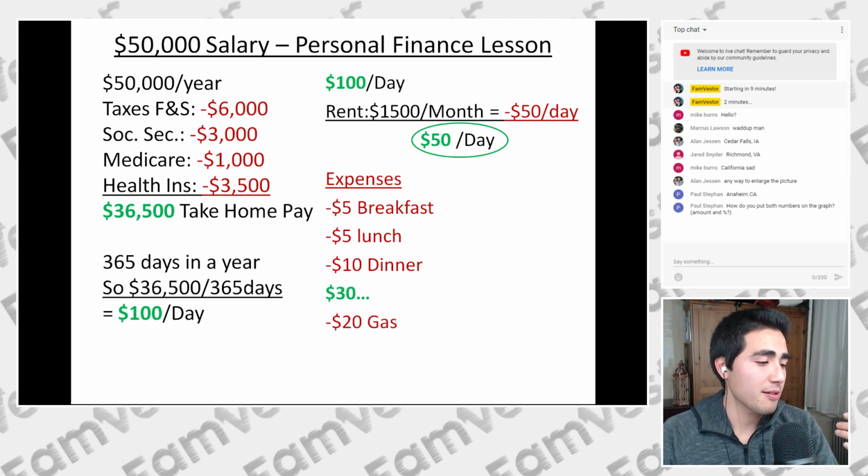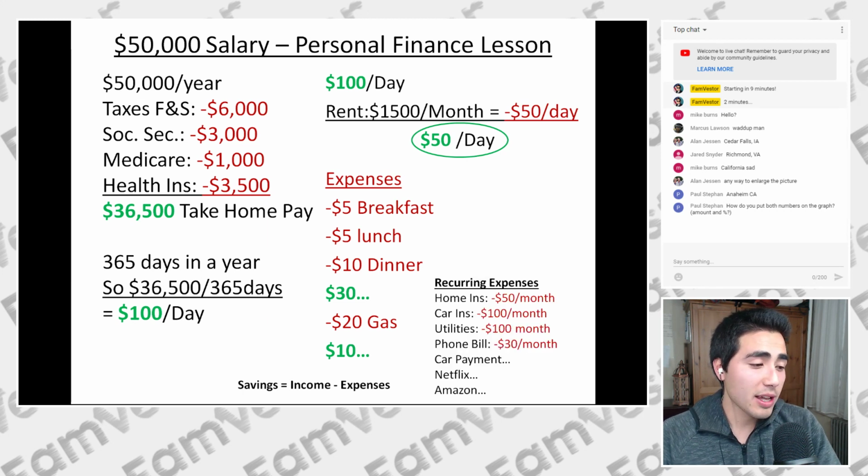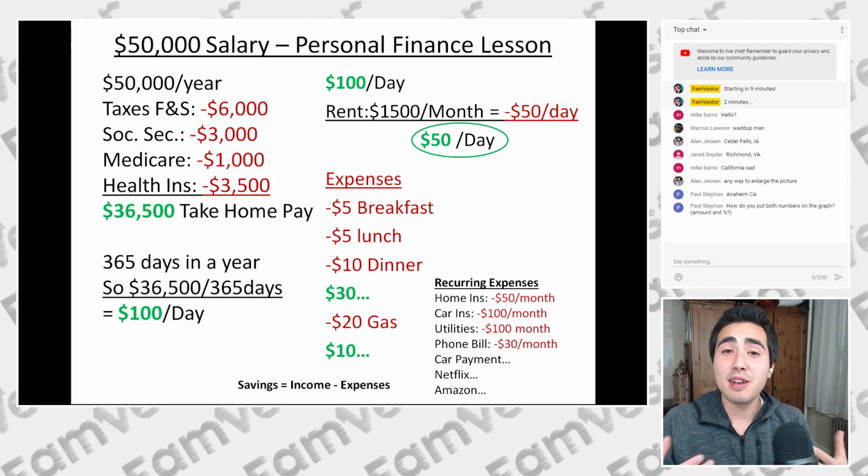You're still positive, but maybe you stopped for gas on your way home, or maybe you bought something for $20 on Amazon. Anyway, you spent $20 and you're left with $10. Savings is income minus expenses, so you have $10 in savings. So you're doing good. But you're forgetting about all these other expenses that you have, things like home insurance or car insurance, or maybe you have a car payment, or utilities, or phone bills, or a Netflix account.